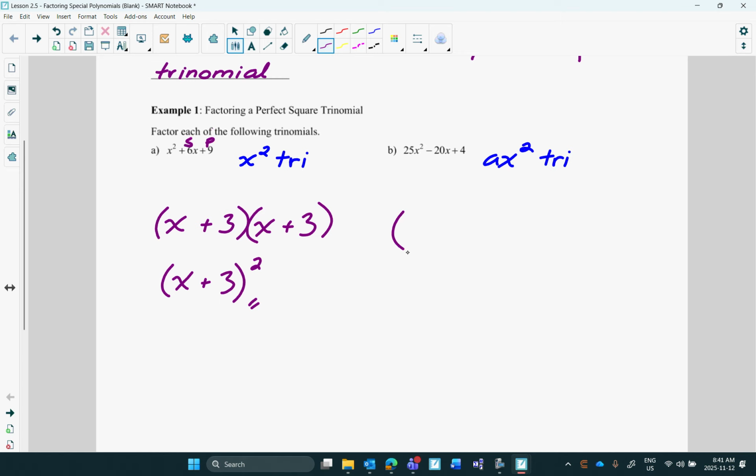So it still looks like this, but I can't write x and x because these two have to multiply to get 25x squared. What two expressions multiply to get 25x squared? You're almost there. 5x, 5x.